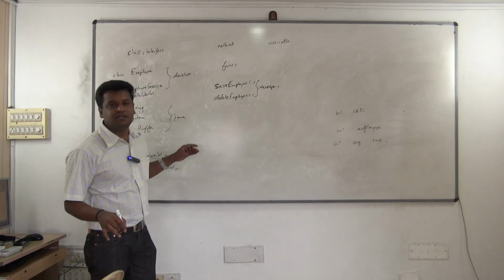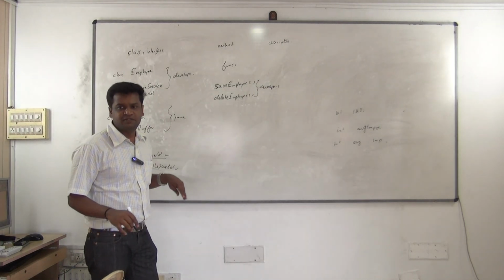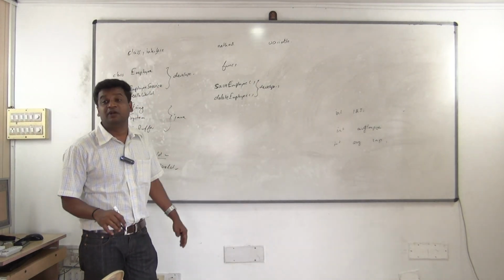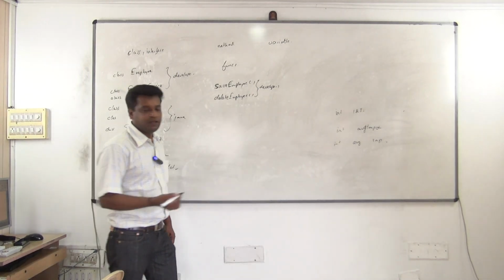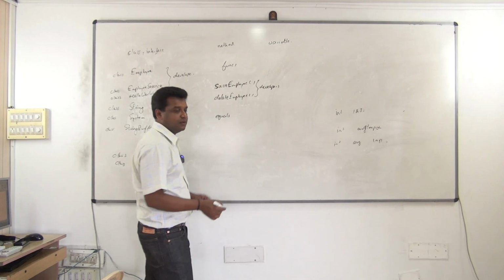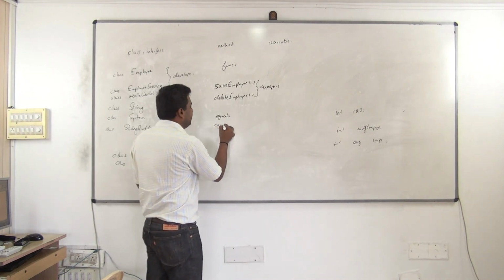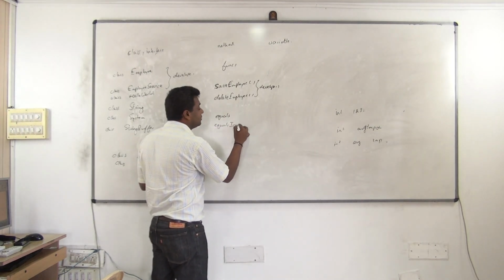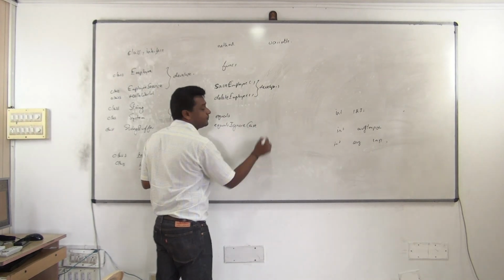Even in built-in Java libraries, you'll find method names. Like in class String, you have a method called equals. Some methods are there. This is present in class String. Equals. One more method is there. See here. equalsIgnoreCase.